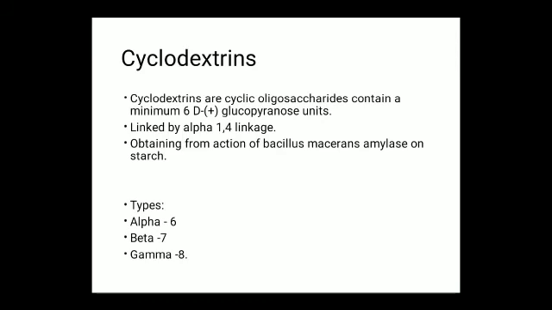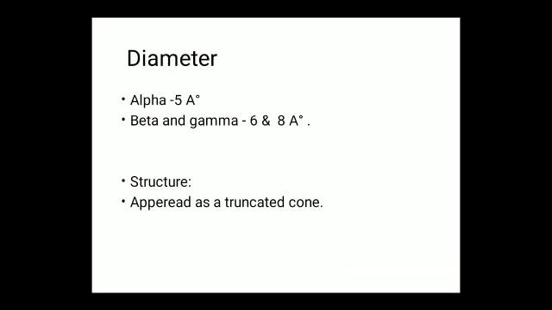Alpha cyclodextrin contains 6 glucopyranose units. Beta cyclodextrin contains 7 glucopyranose units. Gamma cyclodextrin contains 8 glucopyranose units. The diameter of alpha cyclodextrin is 5 angstroms. Beta and gamma cyclodextrins have 6 to 8 angstroms. The structure has a truncated cone-like appearance.